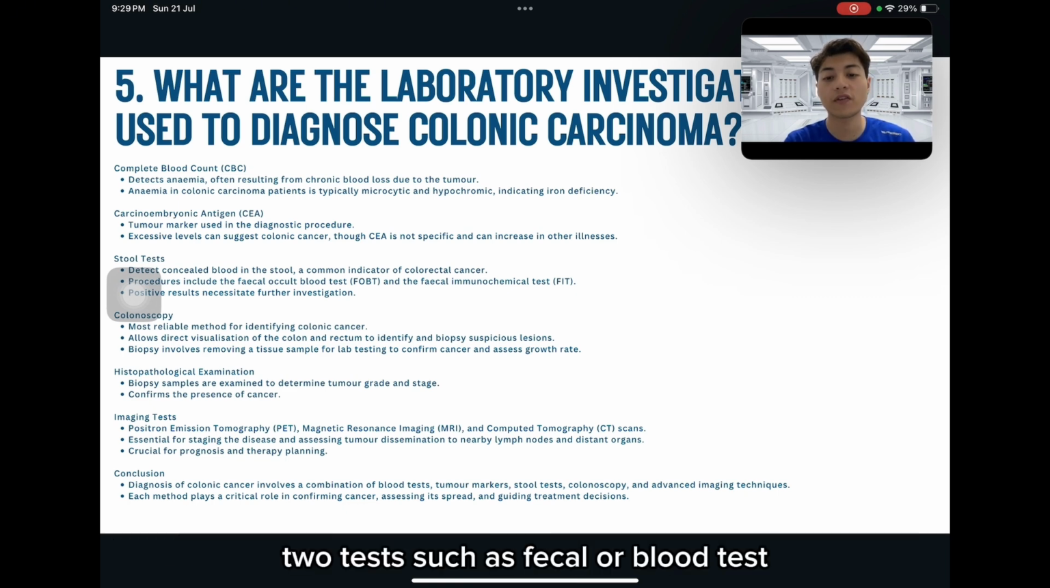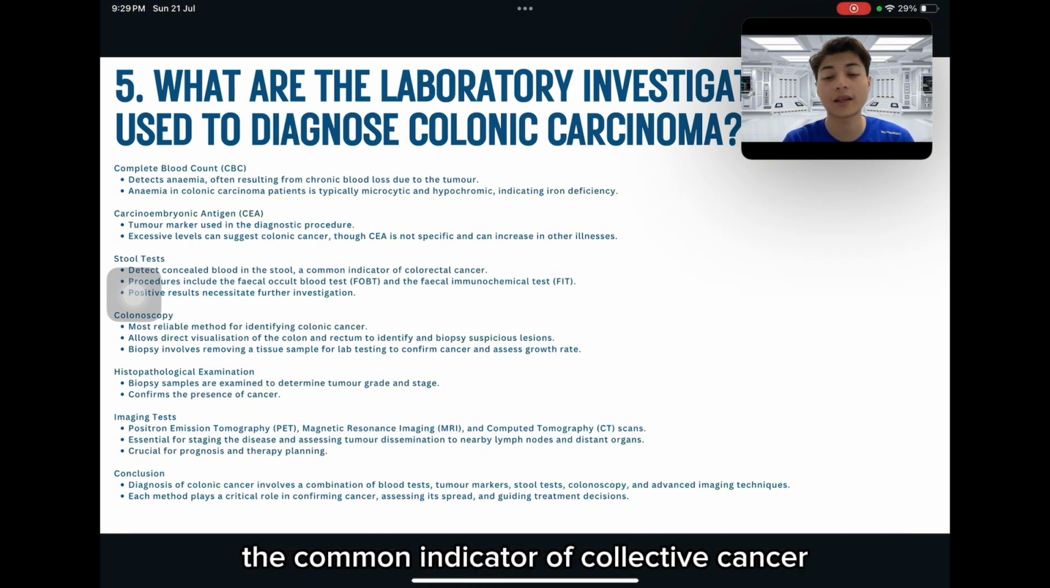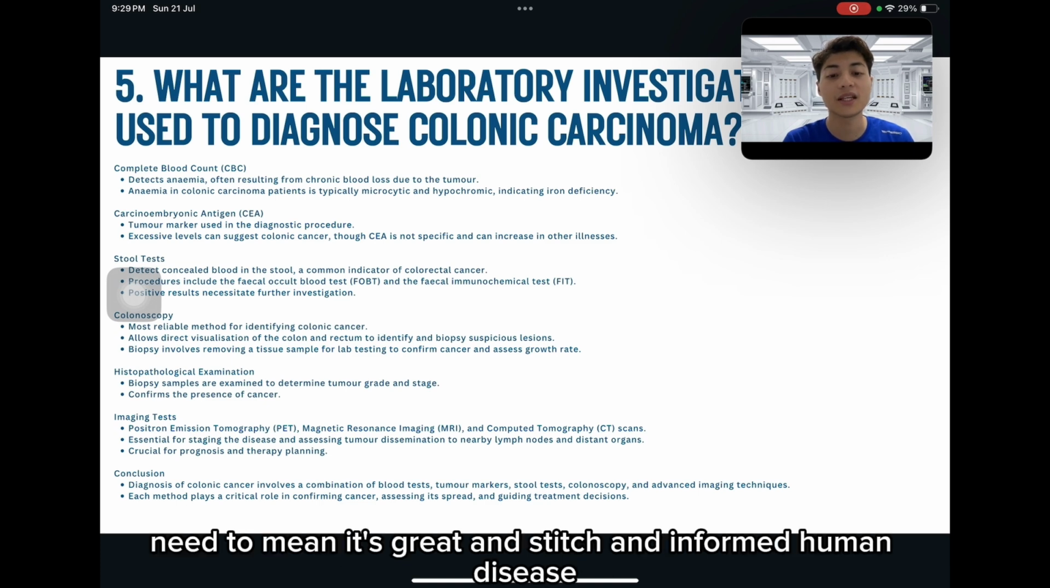Stool tests such as fecal occult blood tests and fecal immunochemical tests are conducted to detect hidden blood, a common indicator of colorectal cancer. Colonoscopy allows direct visualization of the colon and rectum to identify and biopsy suspicious lesions, providing a definitive diagnosis. During biopsy, tissue samples are collected and examined in the lab to confirm cancer presence, determine its grade and stage, and inform treatment decisions.